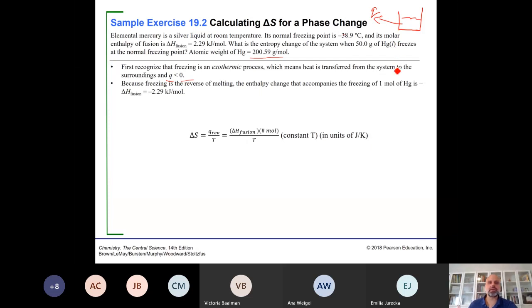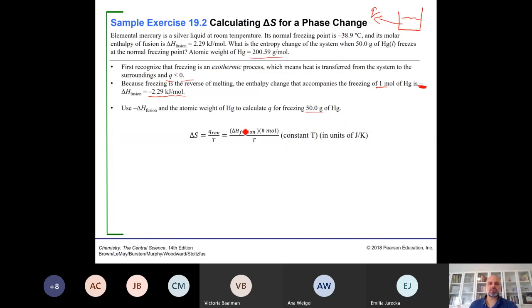Because freezing is the reverse of melting, the enthalpy change that accompanies freezing of one mole of mercury is the delta H of fusion, with a negative sign: minus 2.29 kilojoules per mole. We're taking the negative delta H of fusion because it's the reverse of melting, so we have heat being given off. That's a negative. So we're going to use negative delta H of fusion and the atomic weight of mercury to calculate the heat for freezing 50 grams of mercury.